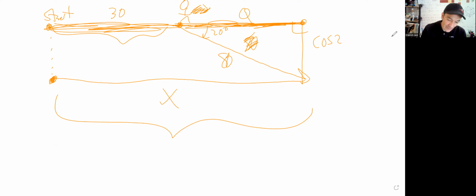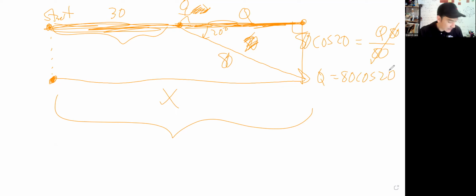Cosine of 20, not 2 theta. Cosine of 20, right? Cosine is adjacent over hypotenuse, Q over 80. Multiply both sides by 80 to cancel these out. And so Q equals 80 times the cosine of 20.